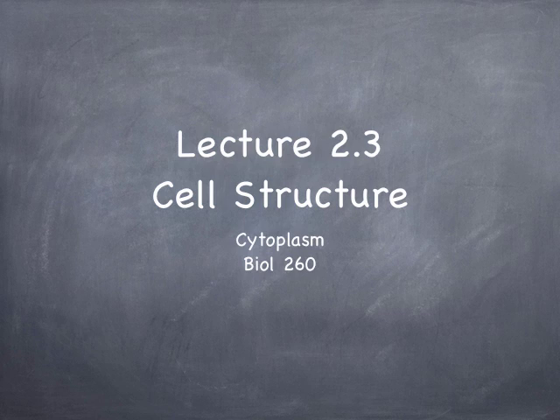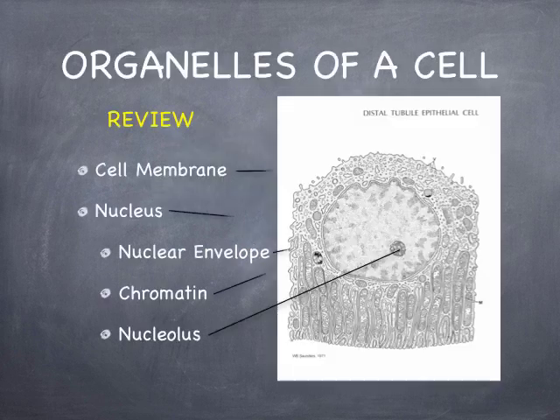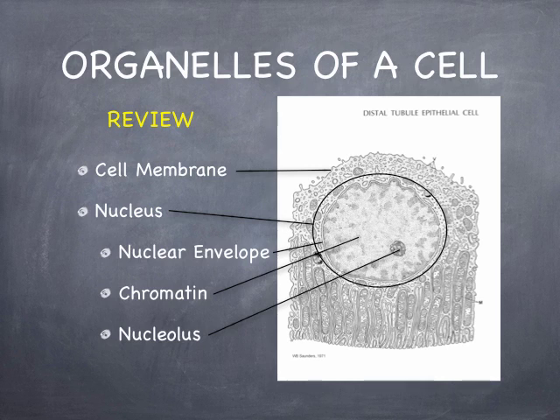This is lecture 2.3, the second of our lectures on cell structure. You hopefully remember from our previous lecture that we looked at the structure of the cell membrane, how we could find it in any cell. And we also looked at the nucleus and the parts of the nucleus. So these 5 organelles of the cell you should already be able to identify.